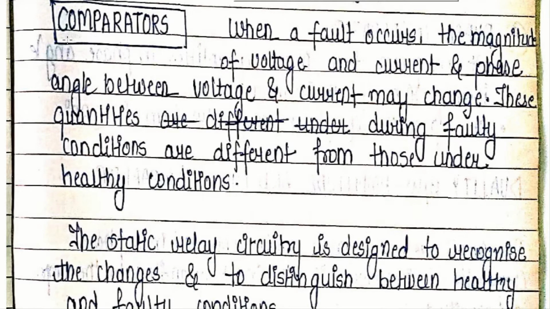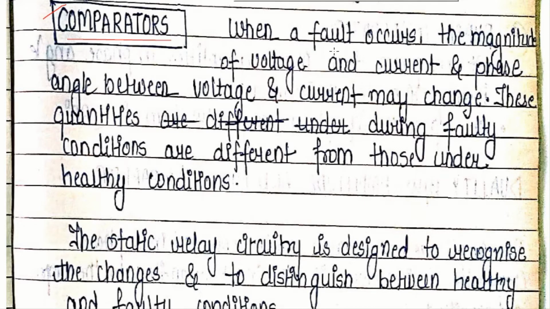Now, let us begin with the comparators. Comparators are basically the devices which are used for comparing two quantities. The two quantities are, one, the measured quantity, and the second one is the predetermined value. Whenever a fault occurs, the measured quantity becomes greater than the predetermined quantity, and therefore in that case a command must be sent to the circuit breaker so that it can trip or isolate the faulty part from the healthy one. Now, how can we judge whether a fault has occurred or not?